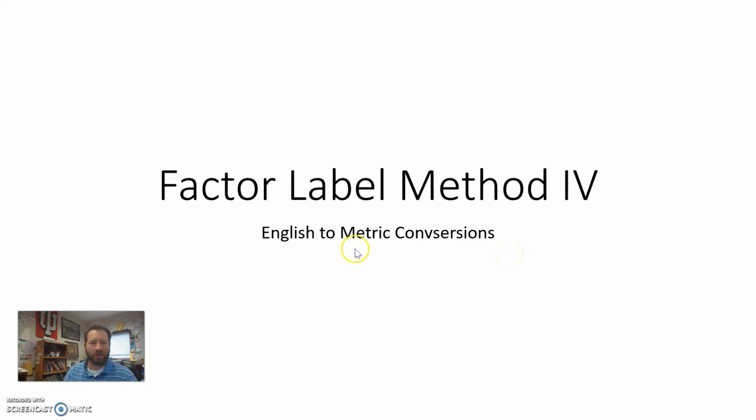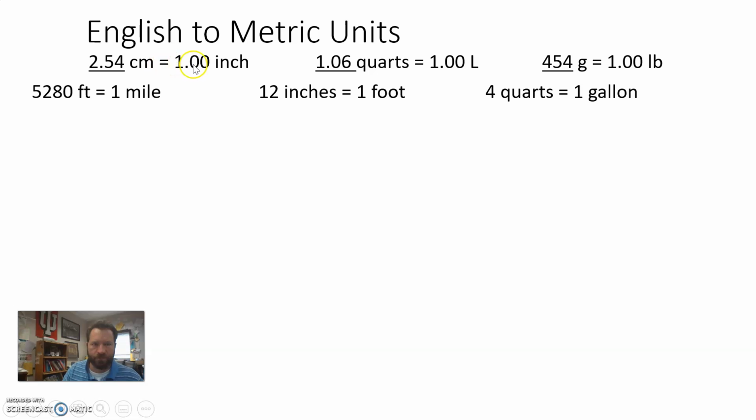Alright, welcome back. Today we'll be taking a look at the fourth day of factor label method, English to metric conversions. So the English system is the system we use here in America, so it's the one we are most familiar with. Inches, feet to miles, quarts, pounds, gallons. Again, these are the conversions that we use in everyday life here in the United States. So being able to convert from the metric system to the American system sometimes comes in quite handy. So that's what we're taking a look at today.